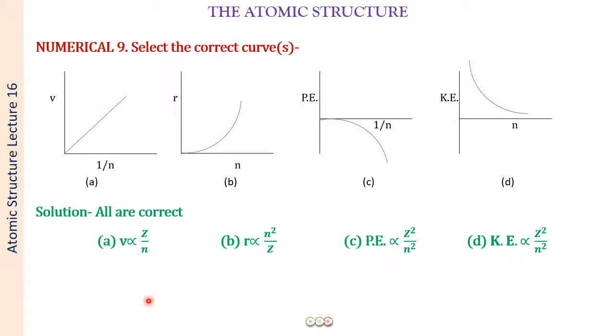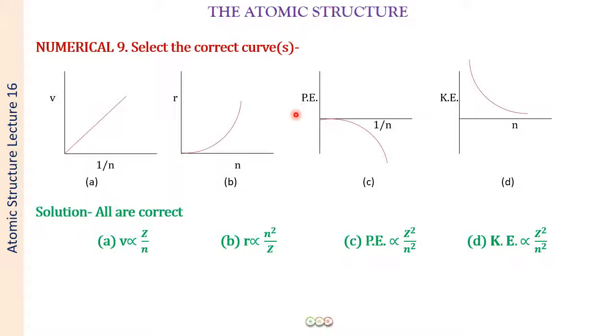So we have V to be directly proportional to Z by N. So if there is a curve between V and 1 by N, this is going to be a straight line, right? Now for R and N, the relation for R is that R is proportional to N square by Z. So with N, the graph that is going to form is this way.